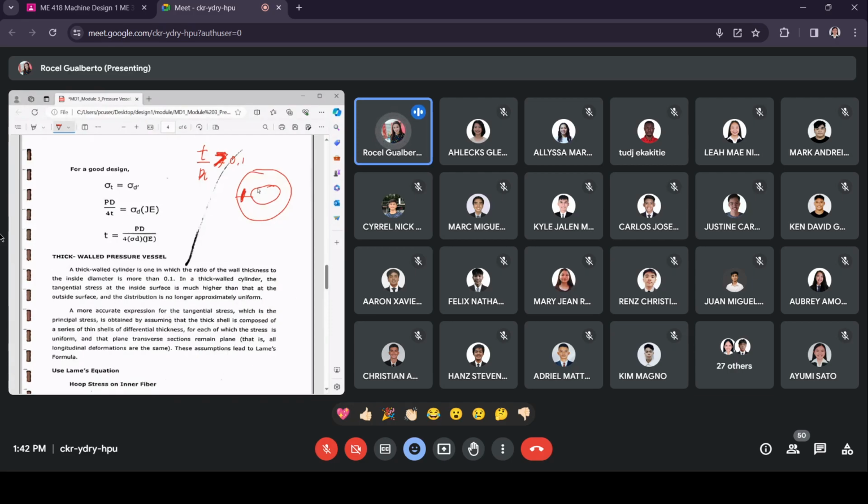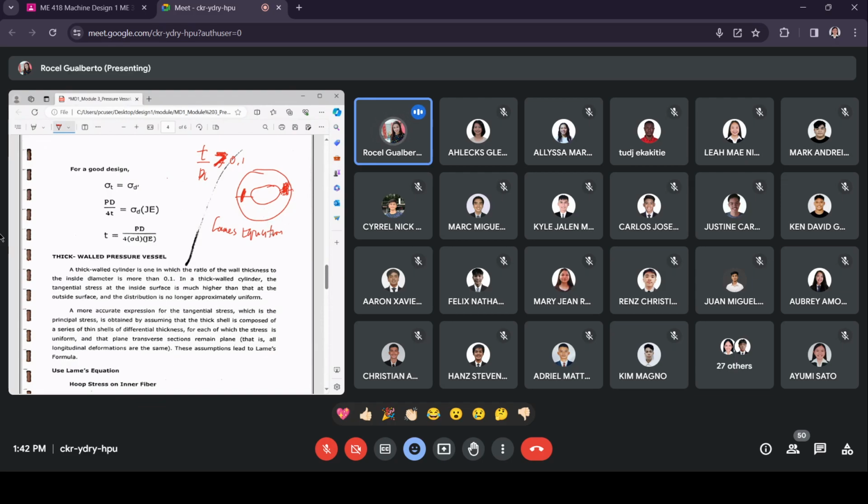Ang pinaka-appropriate pong gamitin in designing a thick-walled pressure vessel is what we call Lame's equation. Paano po iginagawa ng Lame's equation? Parang yung thin wall, hahati-hatiin niya into several na mga thin wall. Na-i-invade po nila yung entire thickness. Yun po yung ginagawa dito.